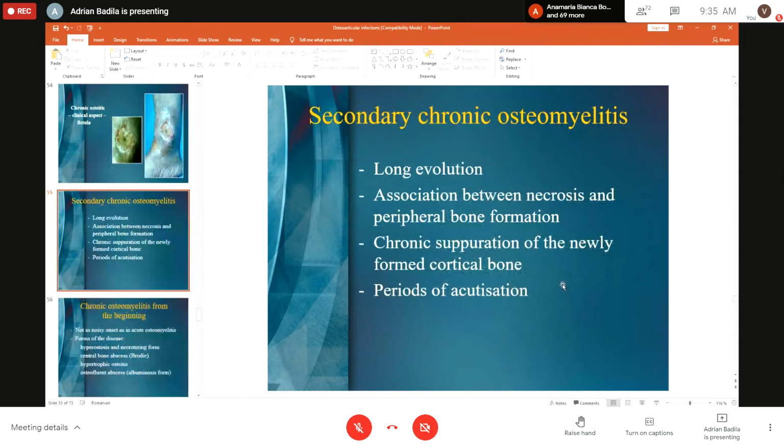The secondary chronic osteomyelitis will have a long evolution. It will lead to necrosis and peripheral bone formation, and it will have periods of acutization. Long evolution means months, years, decades, and even longer.